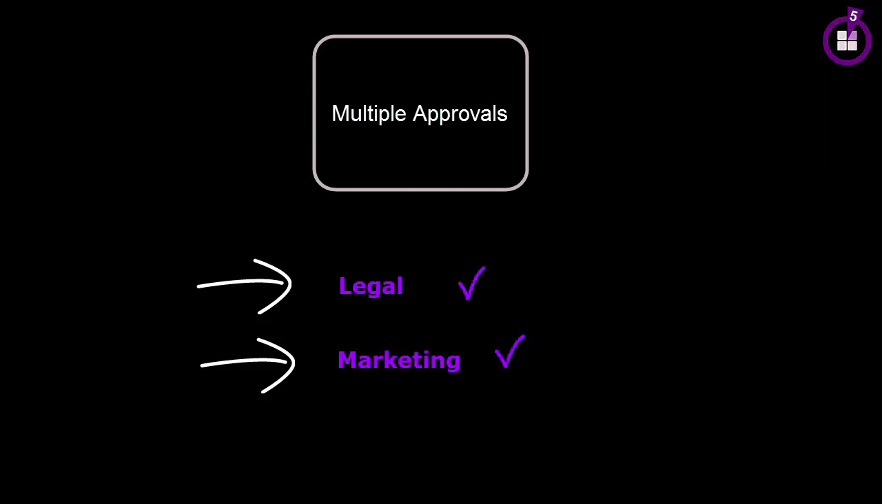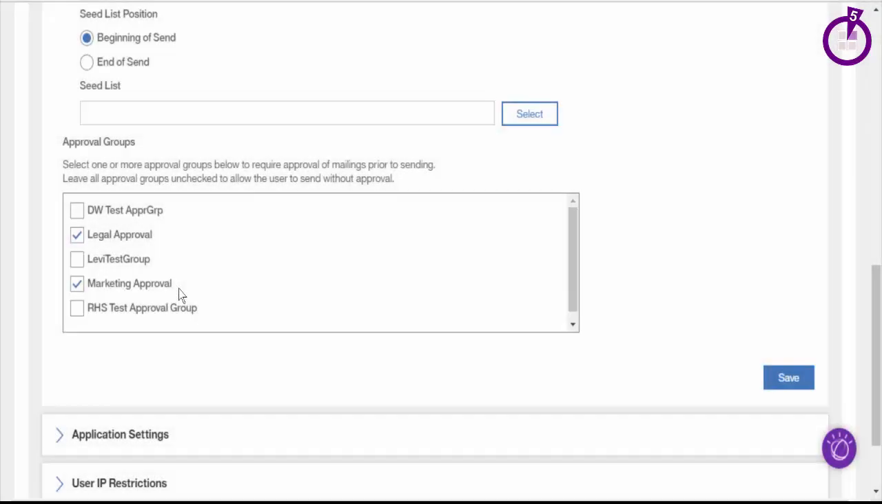If the pre-deployment process requires more than one sign-off, multiple groups can be created. Approval will be required from each group before the campaign can be sent. Only one approval per group is required for a mailing to be deployed. If a user is not assigned to any of these groups, they can send their mailings out without approval.